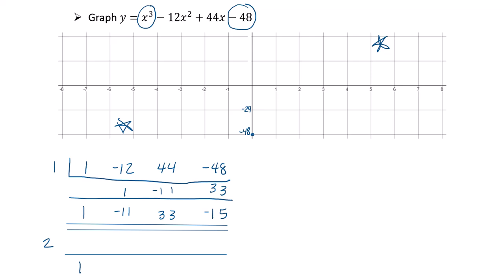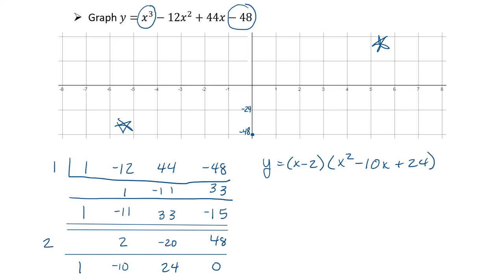I carry down the 1. 1 times 2 is 2. 2 minus 12 is negative 10. Negative 10 times 2 is negative 20. 44 minus 20 is 24. 24 times 2 is 48. Negative 48 and 48 is 0. So we have found a 0. I now know that the polynomial will partially factor as x minus 2 times x squared minus 10x plus 24.